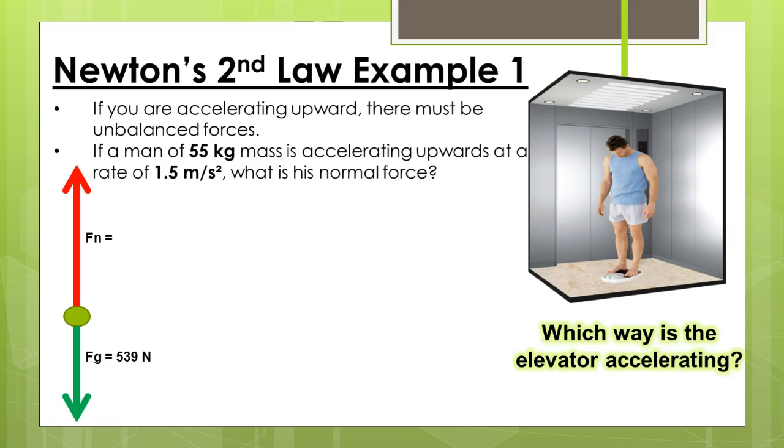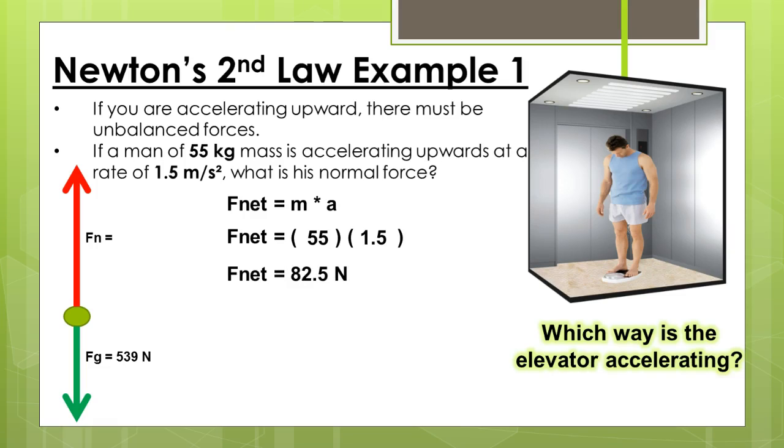So we bust out Newton's second law. Net force equals mass times acceleration. Well, I know the object's mass. The man's mass is 55 kilograms. His acceleration is 1.5 meters per second squared. That's positive acceleration. He's speeding up in a positive direction. Up and forward are always going to be positive directions. I multiply those together, I get 82.5 newtons.